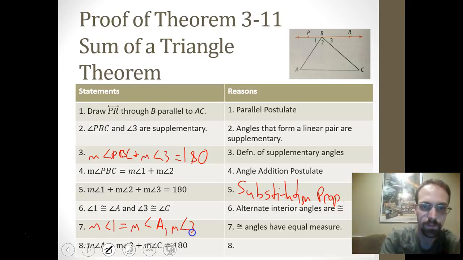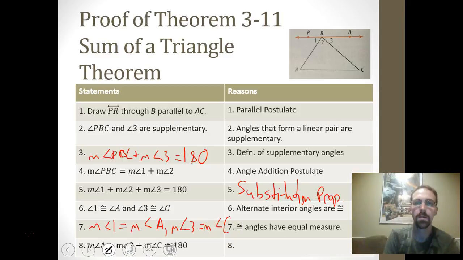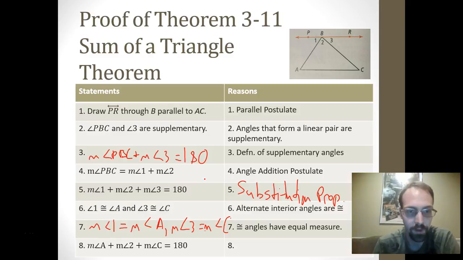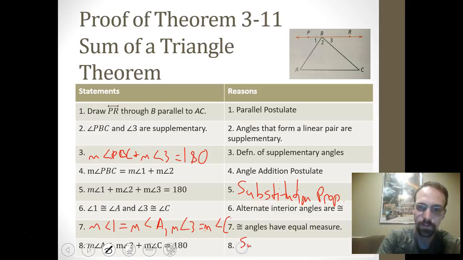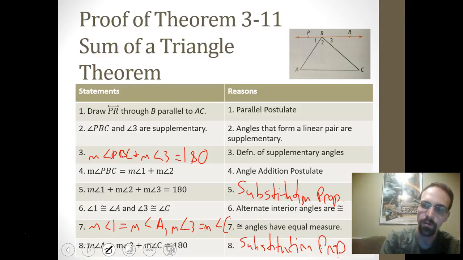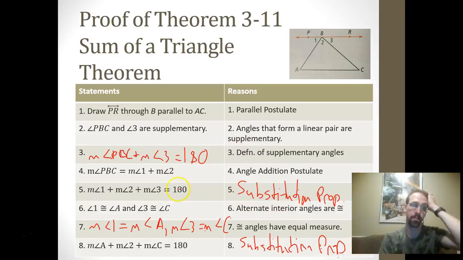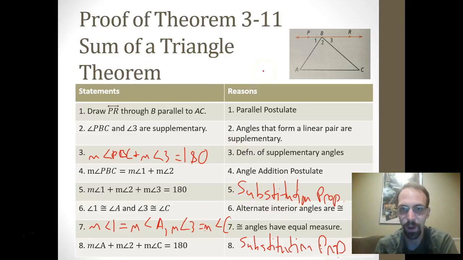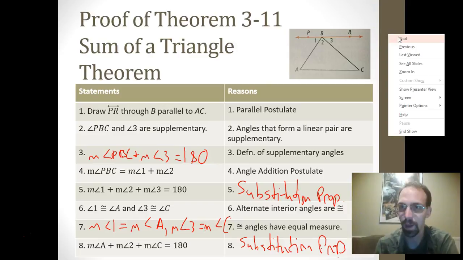Measure of angle 3 is equal to the measure of angle C. So now I have measure of angle A plus the measure of angle 2 plus the measure of angle C is equal to 180 degrees, and that's by the substitution property. So what I've done is I essentially proved theorem 3-11. So again, proofs don't go away, ever. They come back and haunt you.